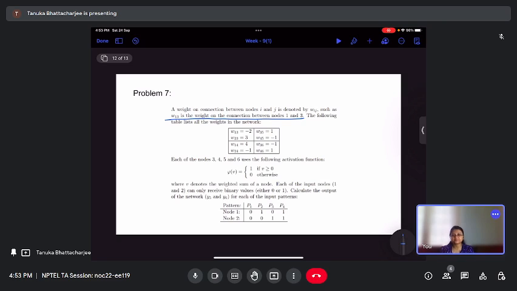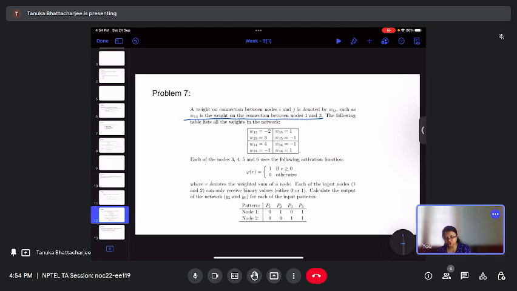Again, the unit step function is used as the activation function by all the neurons in the hidden layer as well as the output layer. The input layer neurons do not have any activation function, because they just take the input and feed it to the next layer. Here V is the weighted sum of a node, as we saw in the previous examples. Each of the input nodes 1 and 2 can only receive binary values, either 0 or 1. In that case, calculate the output of the network, that is y5 and y6, for each of these input patterns.